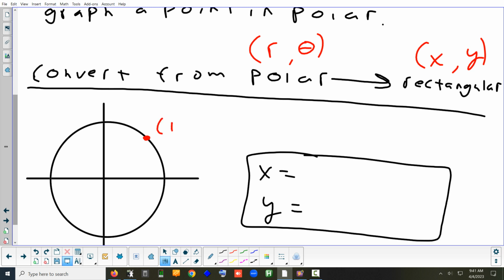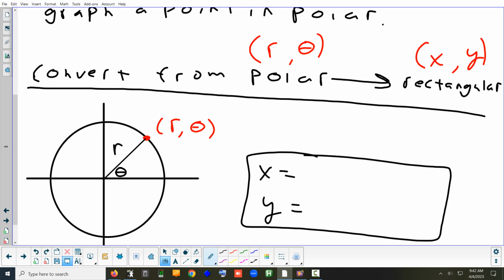If that was a point in polar, I would know two things about it. First thing I would know is the radius of the point. It's the distance from that point to the origin. That would be my r. And the other thing I would know is how much rotation I did to get to that point. That would be my theta.